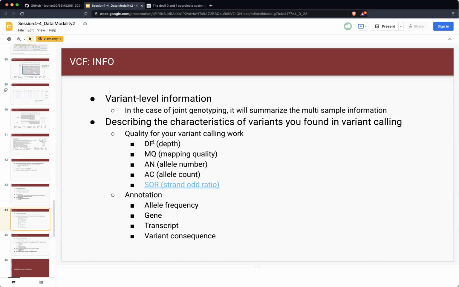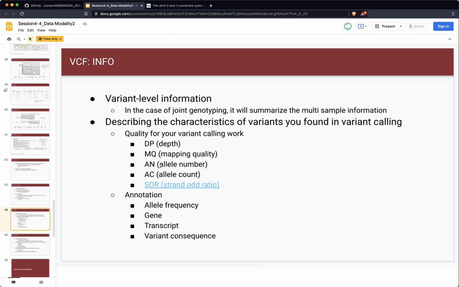So let's look at the depth. Depth is literally how many times this locus is covered by sequence reads. So 10 reads or 100 reads or 1,000 reads. That's stored in the depth. So if you see higher depth in your VCF, in your variant, then that generally represents a high-quality variant in your analysis. And mapping quality as well. A higher mapping quality literally means high quality of the mapping happening in the alignment situation.